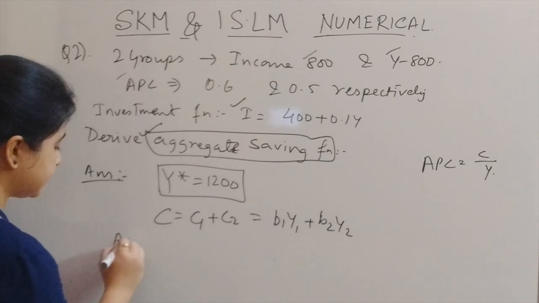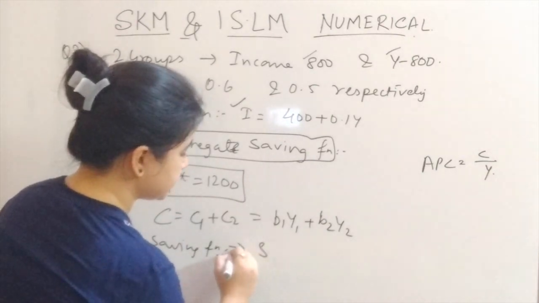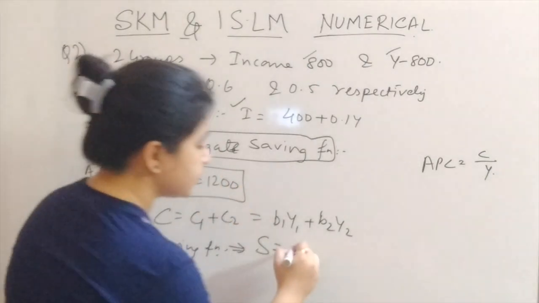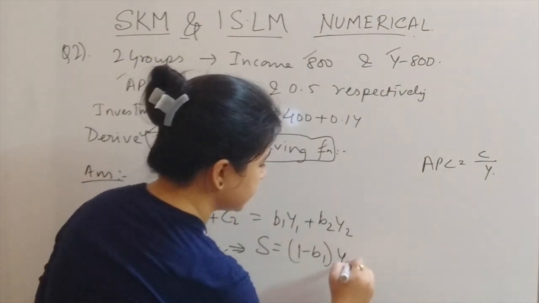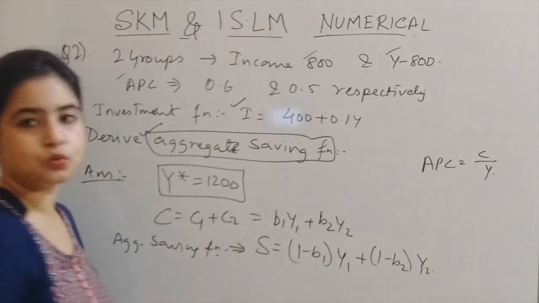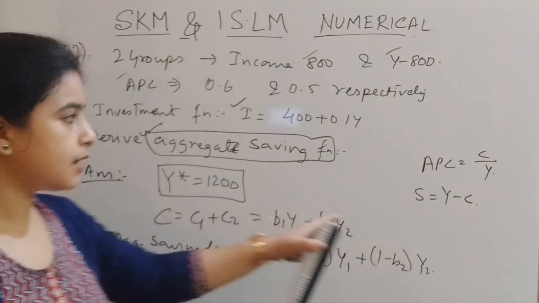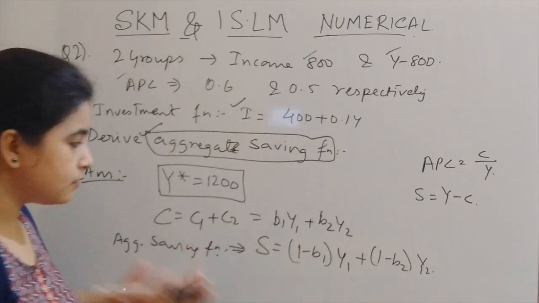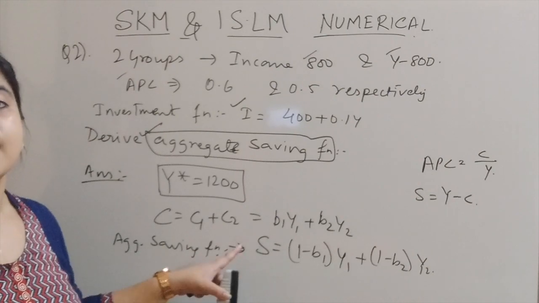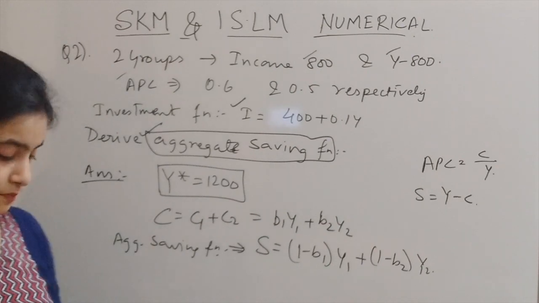Now, in order to get the aggregate saving function, let me denote it as capital S. This will be equal to 1 minus B1 into Y1 plus 1 minus B2 into Y2. Why is this so? Because saving is equal to income minus consumption. So all we have to do is to find the value of this equation, that is the equation with S. Once we have this, we are done with the required solution.